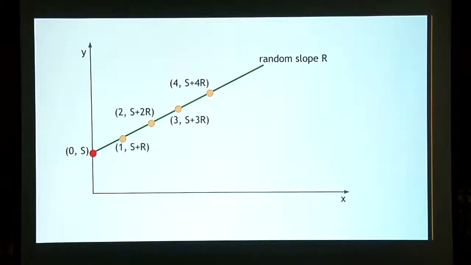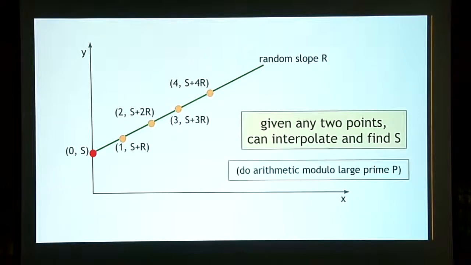Okay. Now, if you think about it, you can convince yourself that given any 2 points, you can interpolate and find s. That's a property of a line. Given any 2 points on a line, you can interpolate the line. Imagine setting down a ruler that exactly touches, say, these 2 points, and then you can just draw a straight line along that ruler. So given any 2 points, you can reconstruct what this line is. You can see where the line crosses the y-axis. That will be 0, s, and that will give you back the secret.